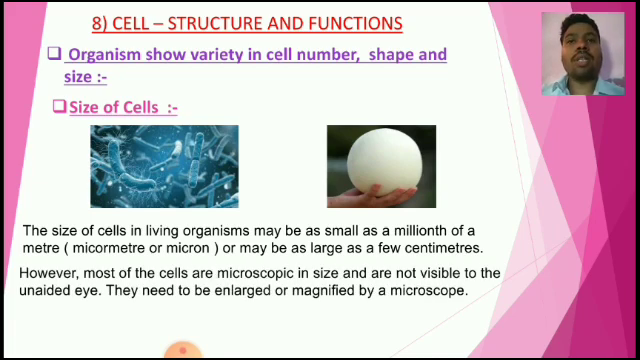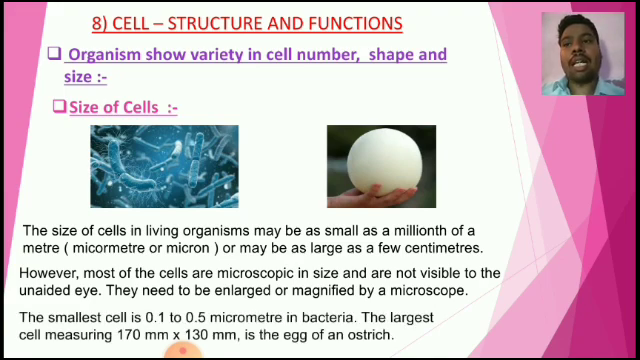However, most of the cells are microscopic in size and are not visible to the unaided eye. They need to be enlarged or magnified by a microscope. Means most of the cells are microscopic in size. These cells are not visible to the unaided eye. We need a microscope to see the cells.